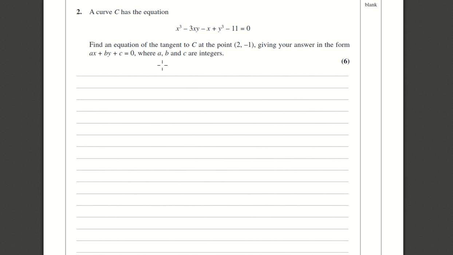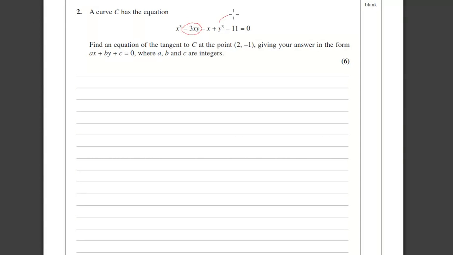Hello, so this is question 2. We're going to work through this, and this is a classic implicit differentiation question. The tricky term to differentiate implicitly is certainly going to be this one in the middle here, and the rest of them should be pretty straightforward.